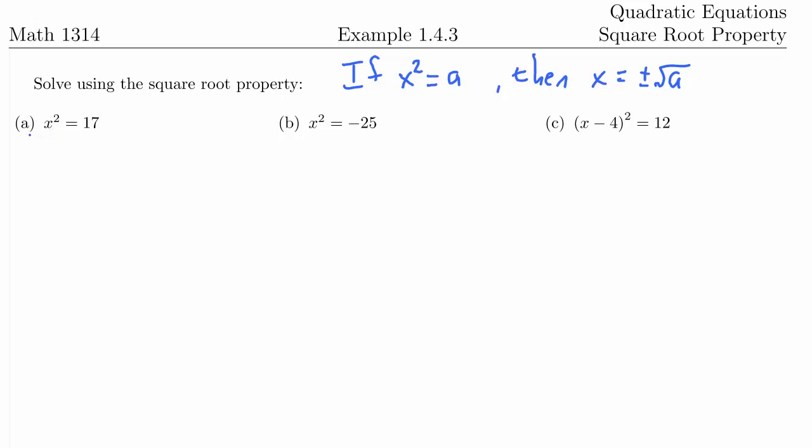Let's look at letter A. X squared equals 17. That's in this form immediately, so I can go ahead and apply the square root property. That means that x is equal to plus or minus the square root of 17. Because the square root of 17 cannot simplify, I'm done.